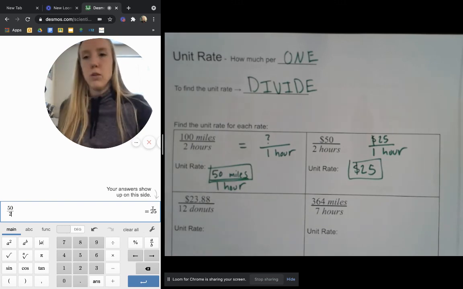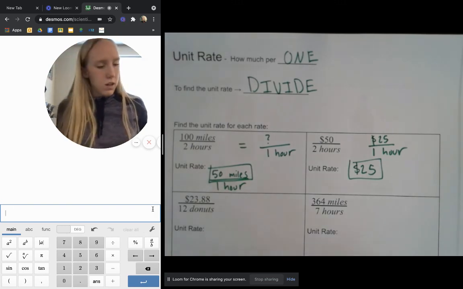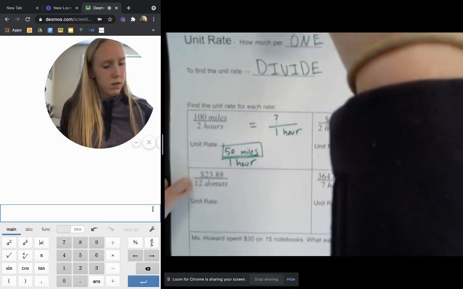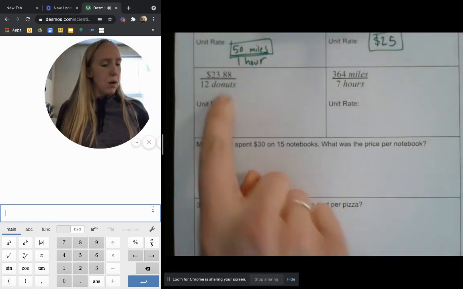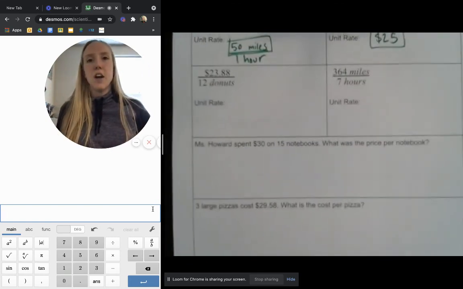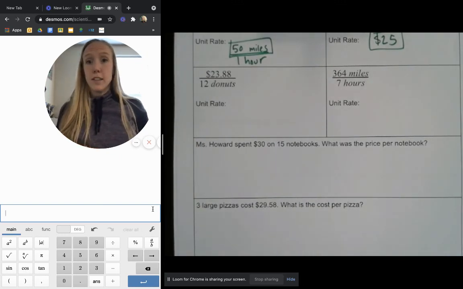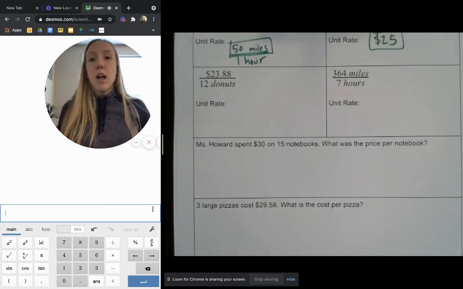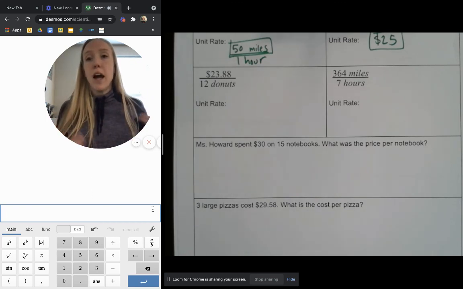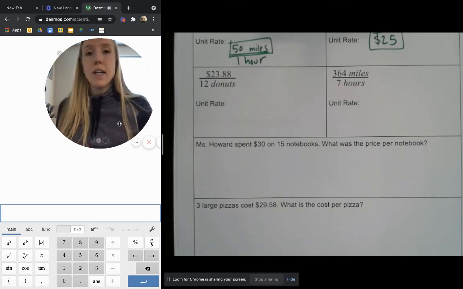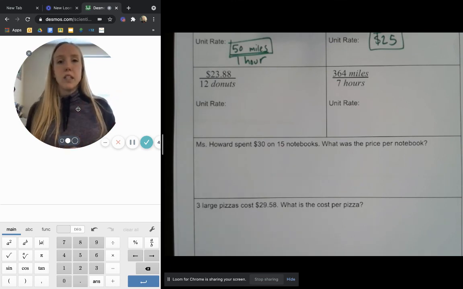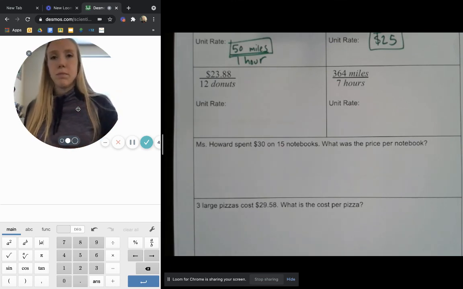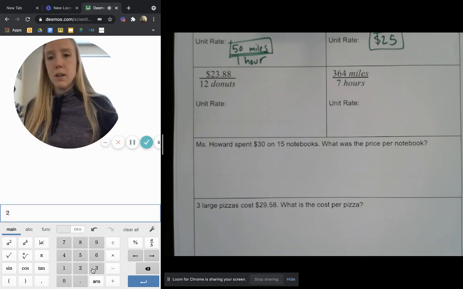Okay. All right. Moving on. Divide. This problem says $23.88 for 12 donuts. I want to know how much per one donut. So again, we're just going to divide. Take a minute to calculate that out. Do 23.88 divided by 12, and see what you get for the unit rate. You might want to pause.